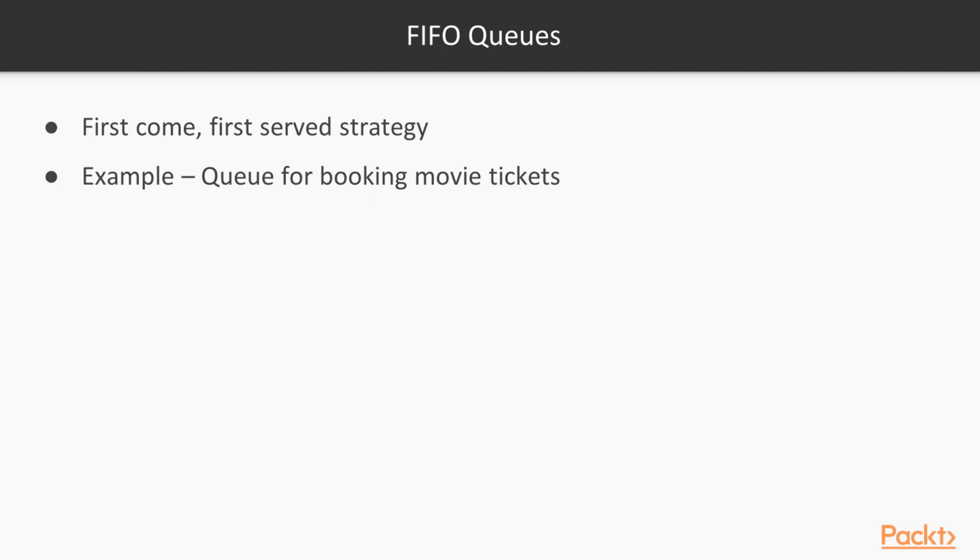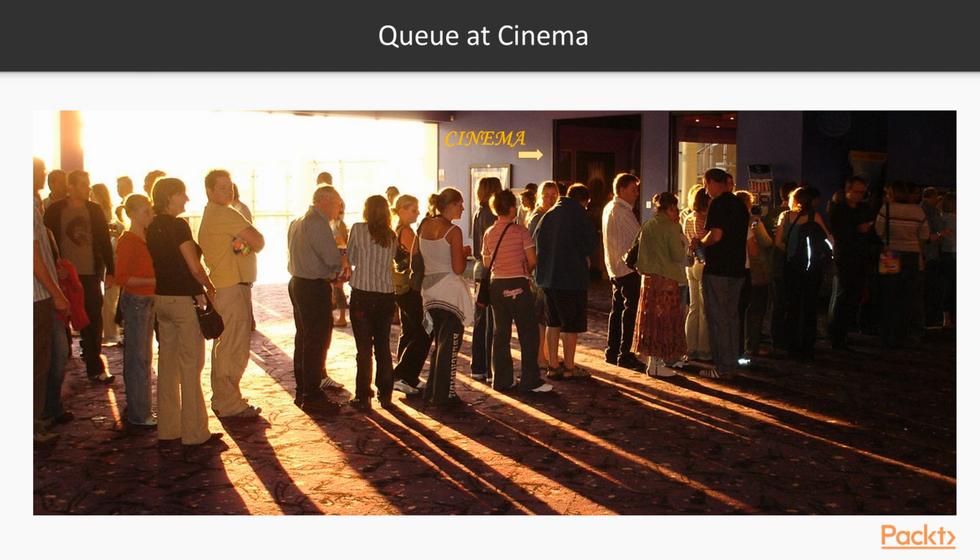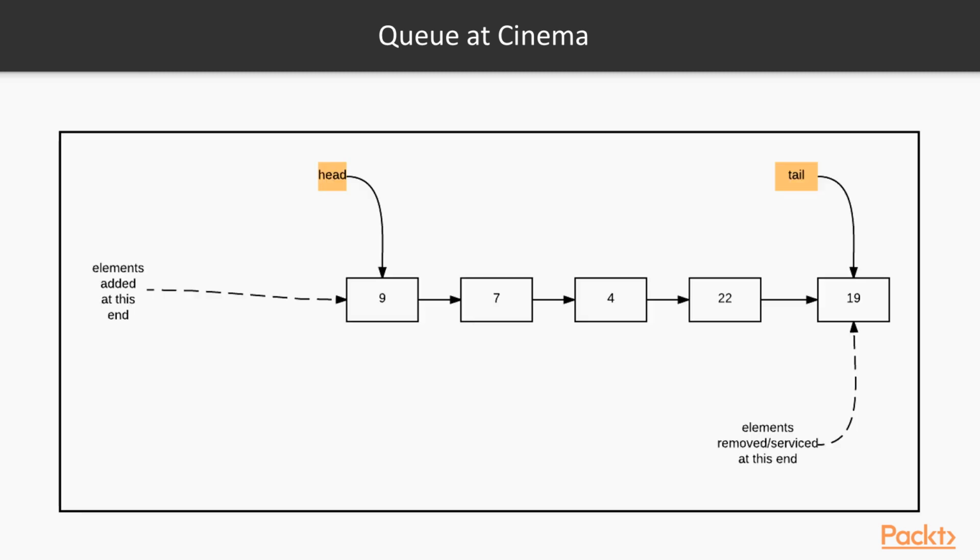For example, let's consider a queue for booking movie tickets. The person who comes first and joins the queue gets serviced before the person after him, who joined the queue a bit later. This enforces an order, which is also known as first-come, first-served, or FIFO. According to this, the person who comes earlier is serviced first and moves out of the queue. A new element queues up at the head and is removed or serviced at the tail, as shown in this figure.